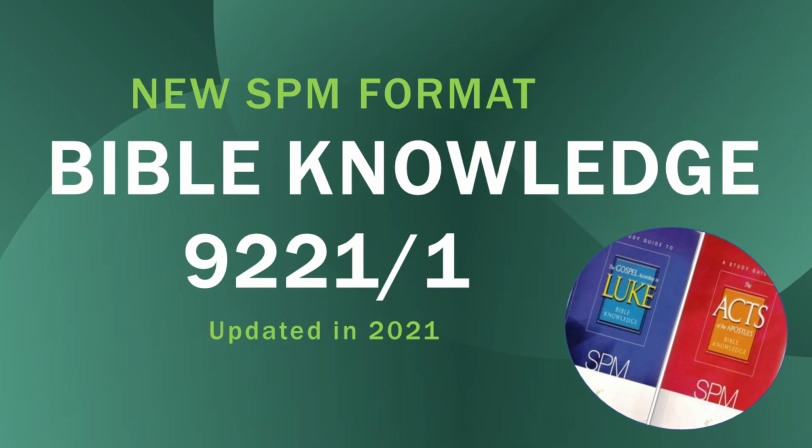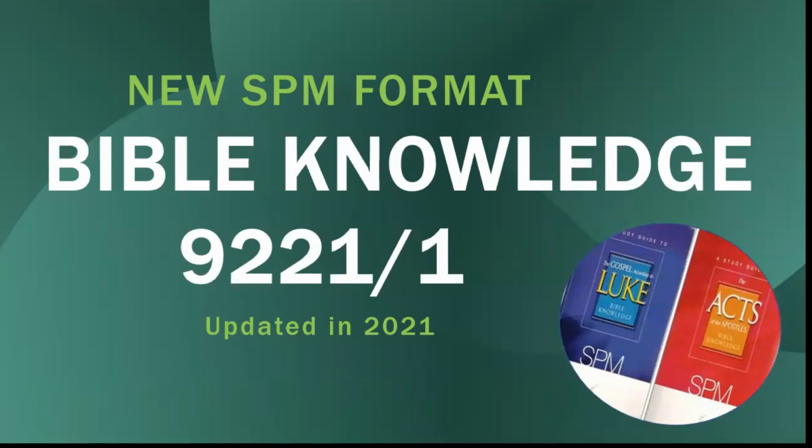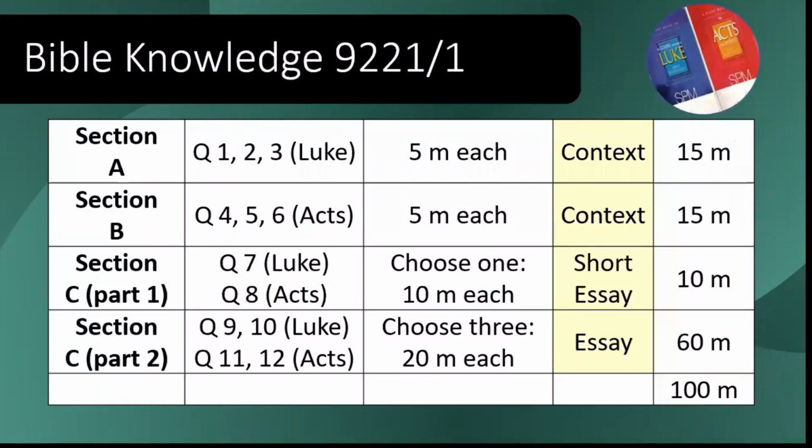This is the latest format for Bible Knowledge 9221/1. It is updated in 2021. It's almost similar to the old one. We have three sections, section A, B, and C. However, section C is separated into two parts. Let's have a look one by one.